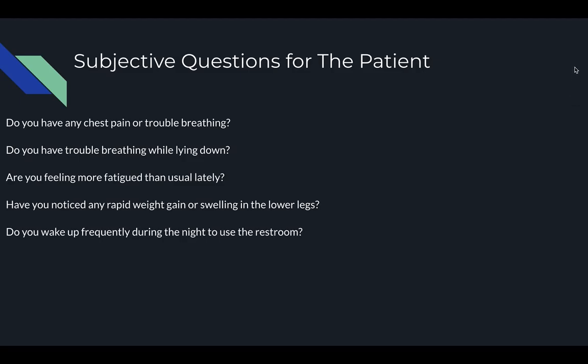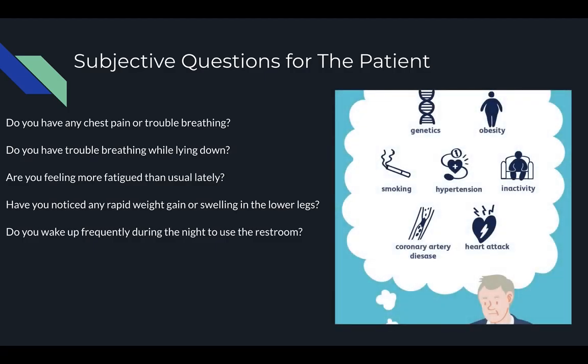Any possible risk factors that may also increase a patient's likelihood of developing the disease should also be discussed with them. And these include things like smoking, diets rich in saturated fats, a family history of heart disease, physical inactivity, stress, obesity, high blood pressure, high blood cholesterol, and diabetes.